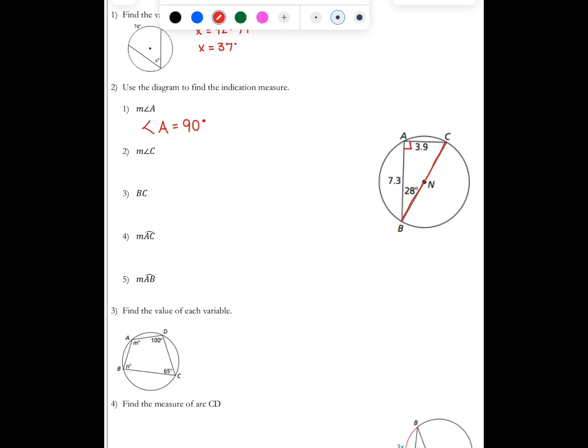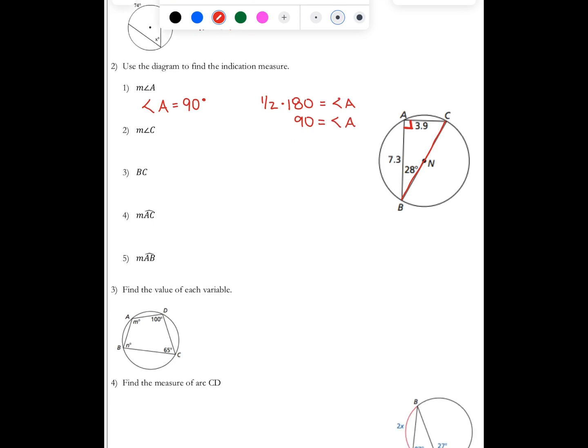Another way that you can prove this is our diameter CB can act as your intercepted arc of angle A, and 1/2 of the arc is equal to your angle A. And since the arc is a straight line, it is 180 degrees. And we know that 1/2 of 180 is 90 degrees. So that means the angle A must be 90 degrees.